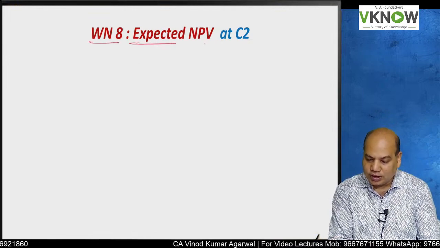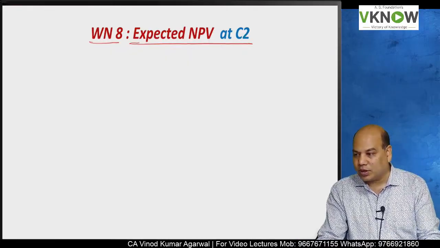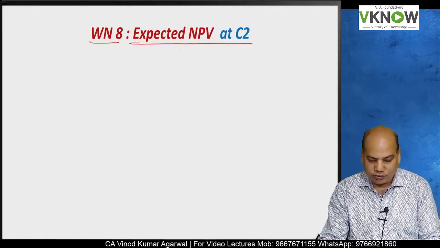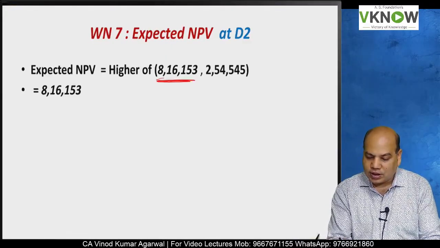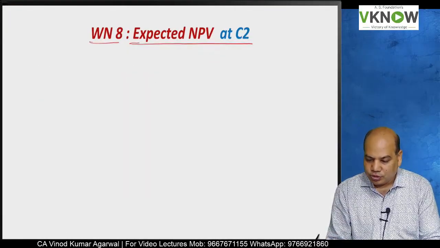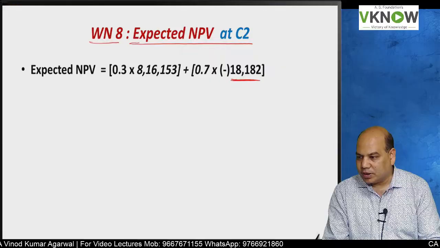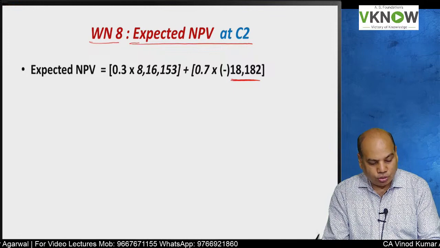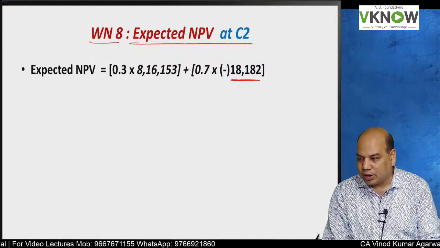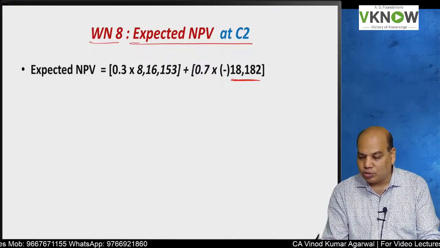Now one more, working note 8. Expected NPV at C2. C2 has two branches, good review and bad review. For good review, you will take the previous answer 816,153, and for bad review, you will write the working note 5 answer. So expected NPV at C2 will be 0.3 into the value of D2, 816,153, plus 0.7 into bad review. Answer for bad review is 18,182 negative.